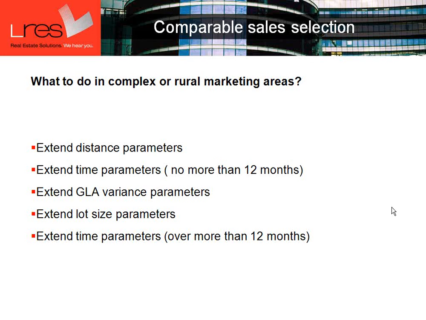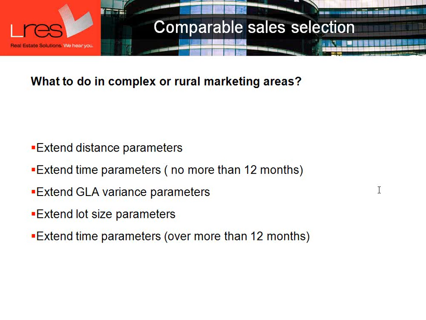Now in complex or rural areas, you should never only utilize 3 sales. The structure in which you should expand your comp selection, number 1, you're going to extend the distance. And you're going to extend the distance parameters because most underwriters want to see recent sales. There's some exceptions to this, and we'll go over them. Next, you're going to extend the time parameters and stay within 12 months.